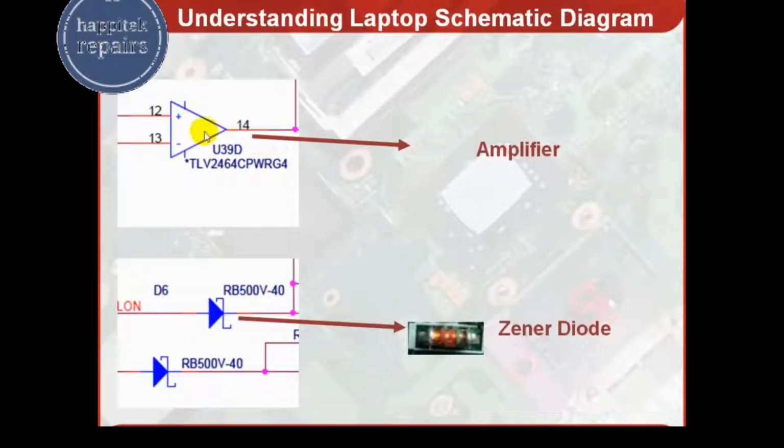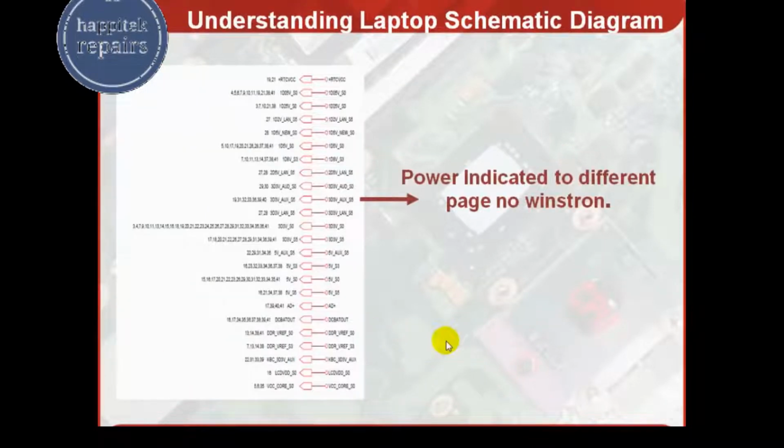Amplifier is also there. This is the amplifier symbol. This is for the Zener diode. Zener diode will be like this. And these indicate the power supply to which page.